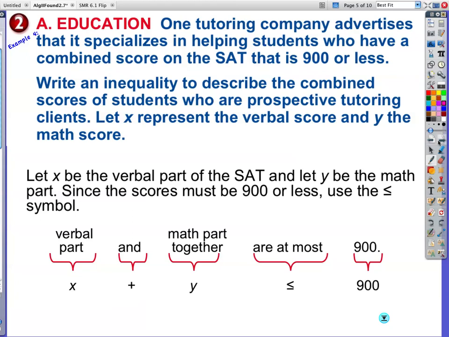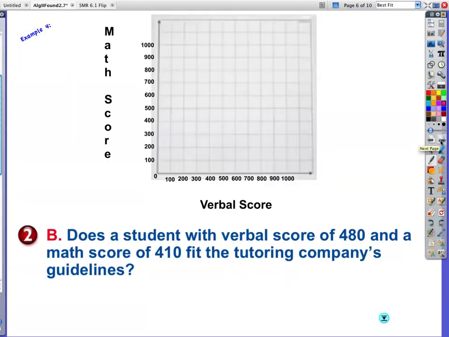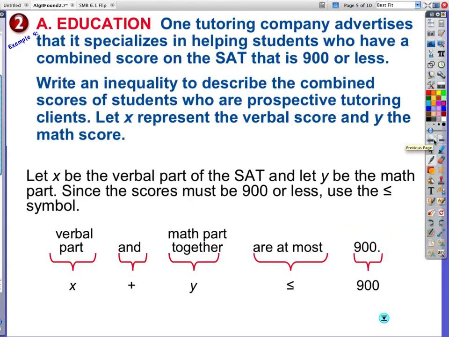Okay, they put "at most" in here. I just left it up here so you can look at it and see it all worked together. Your verbal plus your math, X plus Y, is less than or equal to 900. This continues on to the next page. I should have said, don't write all this down. You can go right here to this inequality. X plus Y is less than or equal to 900. Let me double check, make sure I got that right.